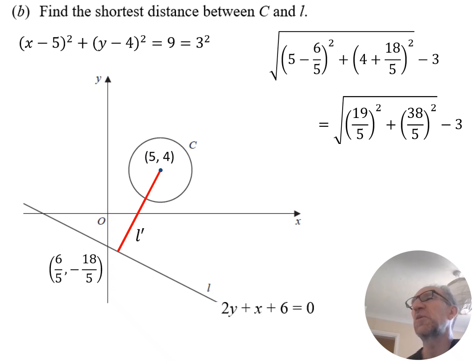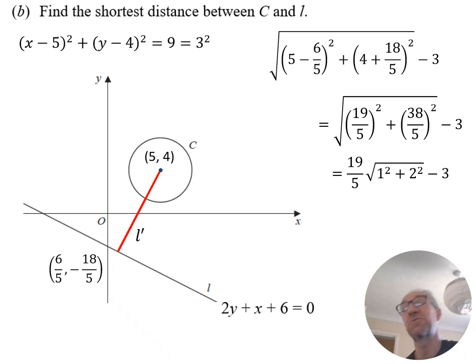I did a bit of a funny way. This is 2 lots of 19 over 5. So I'll actually take a 19 over 5 squared out of the whole thing. So that's 19 over 5 squared times 1 squared, and that's 19 over 5 squared times 2 squared. So the whole thing is 19 over 5 root 5 minus 3. You could just stick it in the calculator, but you need to write it like that because it'll probably want the exact value.